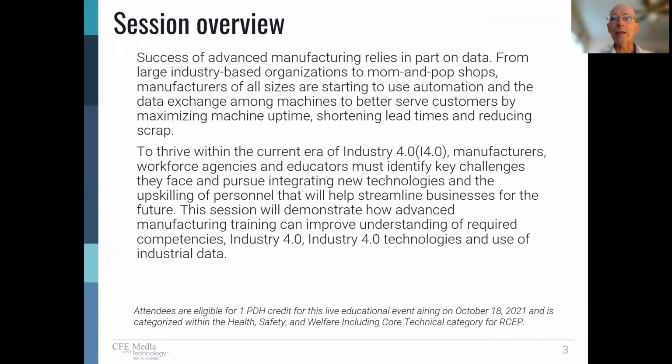This session is designed for technicians and engineers, trainers and educators who want to understand how to increase the skill sets of personnel after identifying challenges and upgrading technologies to help streamline businesses for the future. This session will demonstrate how advanced manufacturing training can improve understanding of required competencies, Industry 4.0 technologies, and the use of industrial data.